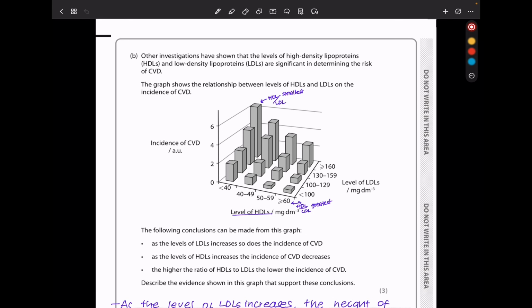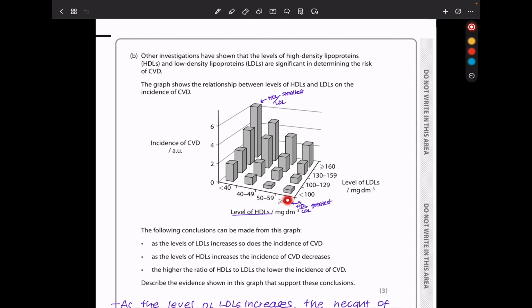In part B, they say other investigations have shown that the level of high-density lipoproteins, HDL, and low-density lipoproteins, LDLs, are significant in determining the risk of CVD. The graph shows the relationship between the levels of HDLs and LDLs on the incidence of CVD. We can see incidence of CVD on the vertical axis and then level of HDL as well as the level of LDL. As we go this side, there is an increase in the levels of LDL, and as we go like this, there is an increase in the levels of HDL.